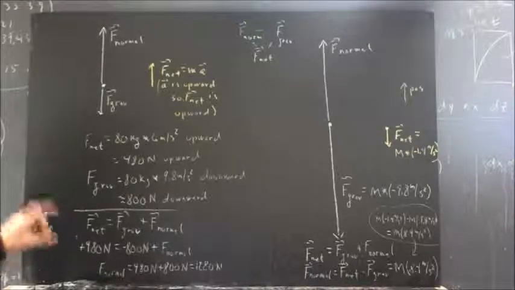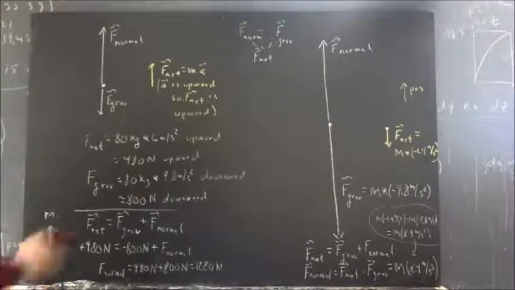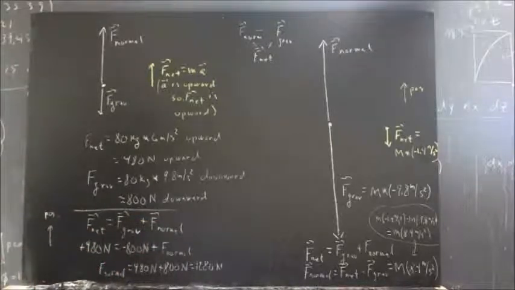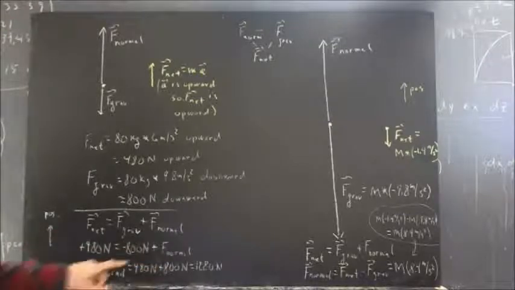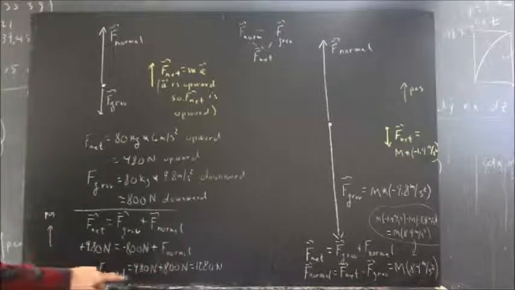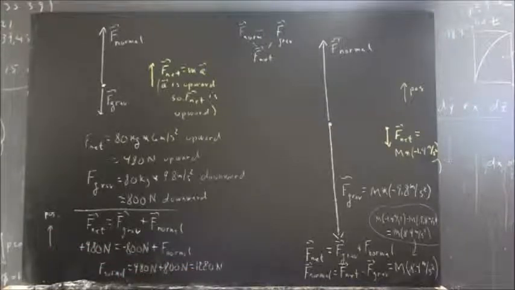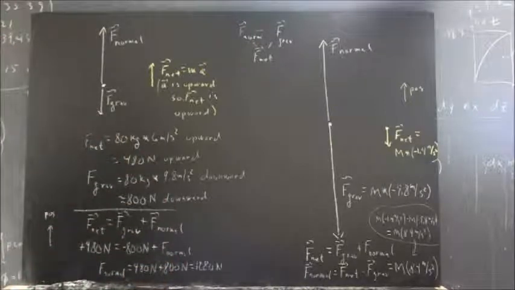You really want to write out this equation. People make all kinds of mistakes by using intuition and getting things backwards. If you don't write out this equation, you're at high risk for messing something up. So we write out the equation and solve for F normal, adding 800 newtons to both sides. We get F normal equals 480 newtons plus 800 newtons, which is 1280 newtons, and that's the force we were trying to find.